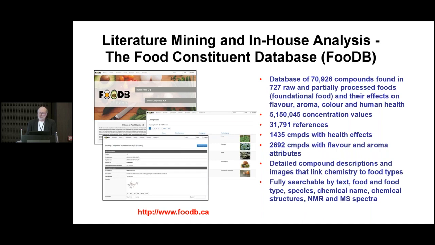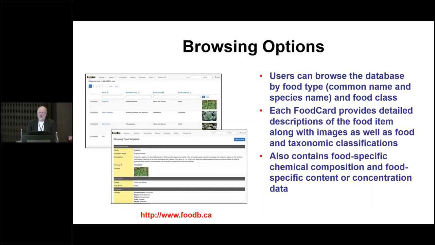Only 1,400 compounds have really useful health effect information. About 2,700 have information on flavor and aroma. The others, we're still not sure what they do in our food. We've linked everything from the compound descriptions to the food types and images of the food. We've made things as searchable as possible from text, from food and food type, and species, by chemical name, chemical structure. But you can also search by spectra as well.